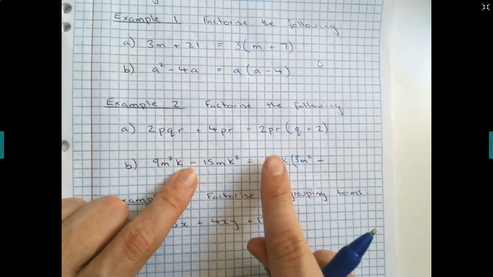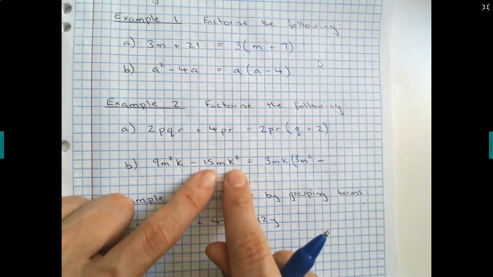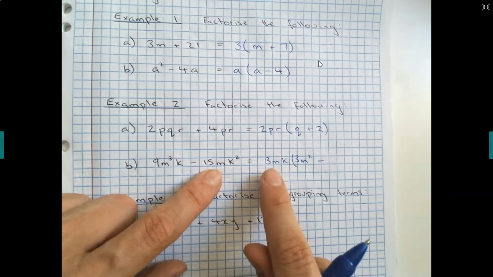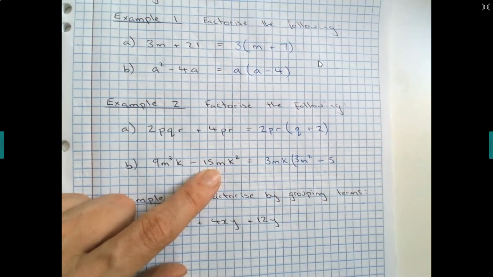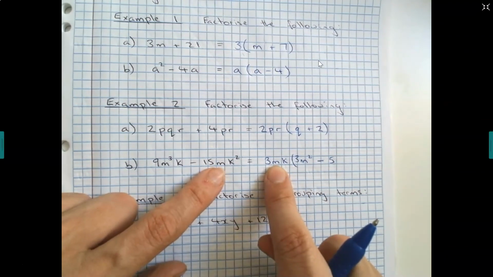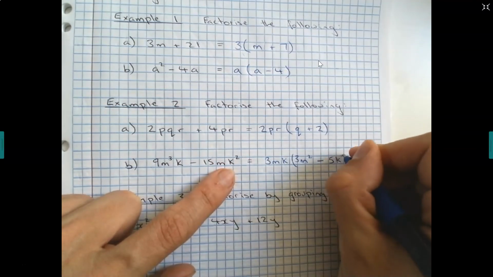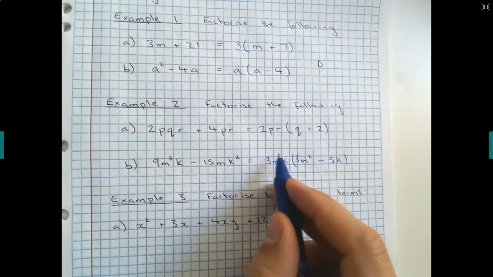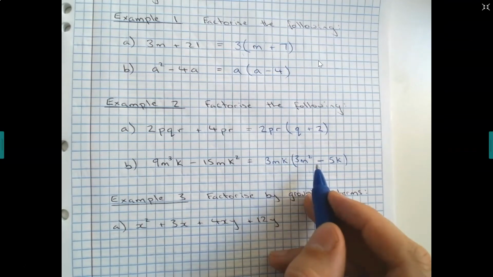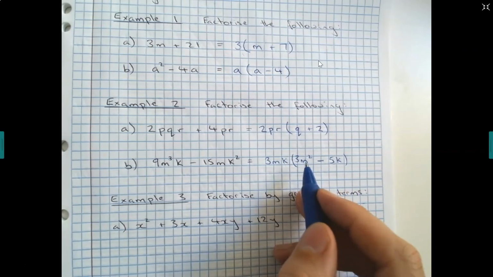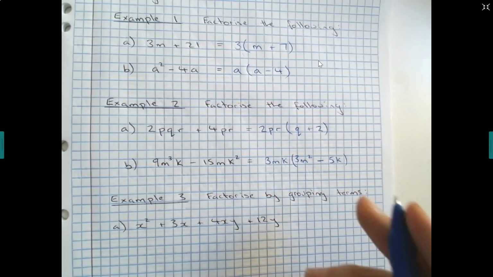And what do I need to multiply 3mk by to get 15mk squared? Well, let's think about the constant. I'm going to have to multiply it by 5, because 3 times 5 is going to give me my 15. I've already got an m, and now what do I need to multiply k by to get a k squared? Another k. And you can always do a check. If I multiply this by this, I'll get 9m to the power of 3k. Then if I multiply this by this, I'm going to get minus 15mk squared.